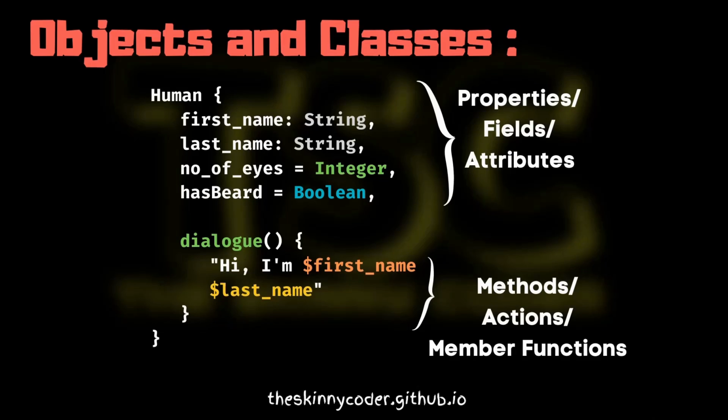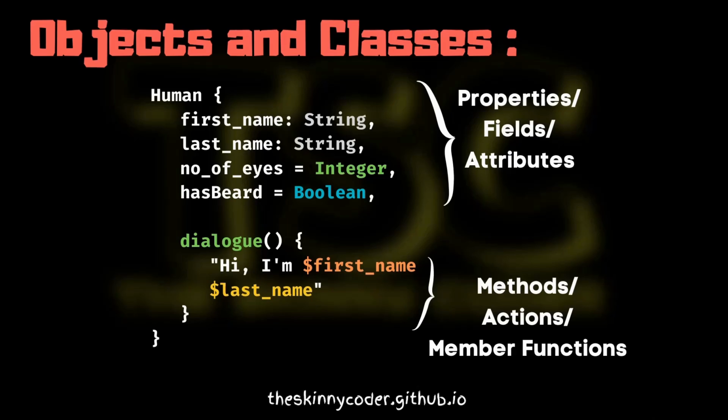And classes, or these separate blueprints, will have properties or fields or attributes, which is the data that we want to store, and they'll have some actions they can perform, also known as member functions and methods. Okay, this will be using the data we store over here. We'll be just declaring what kind of data we'll be having. For example, first name and last name strings will be there in an object which will be created using this blueprint. There will be a number of eyes, and that will be an integer.